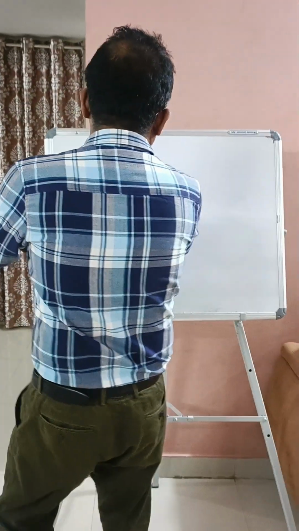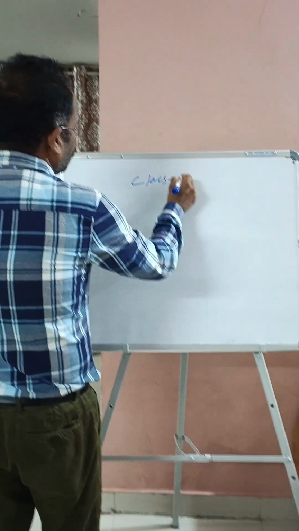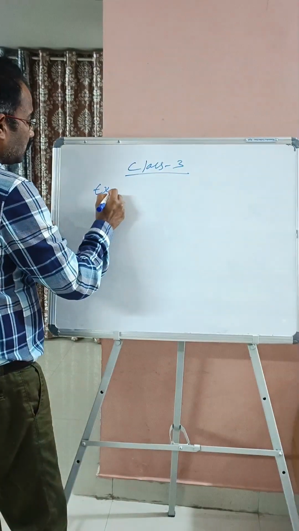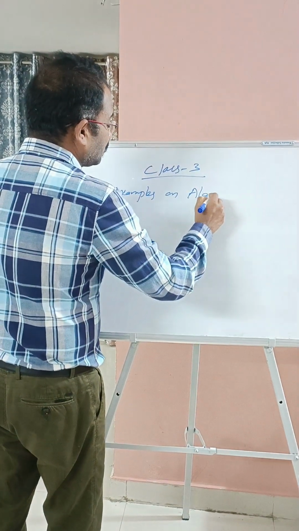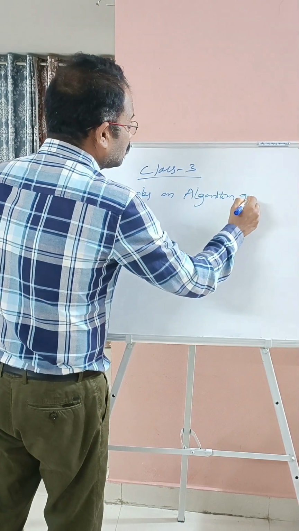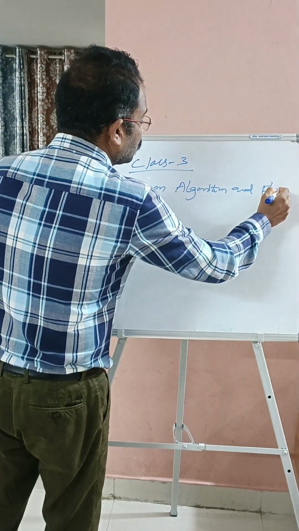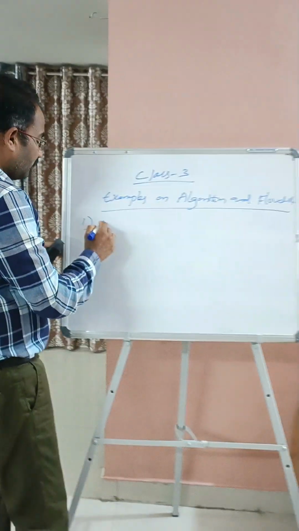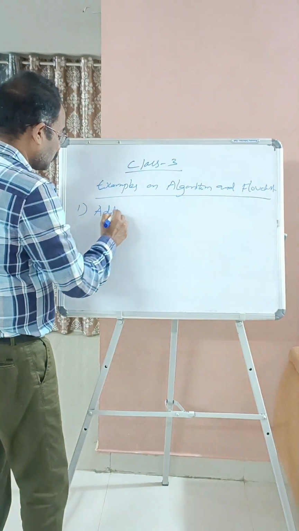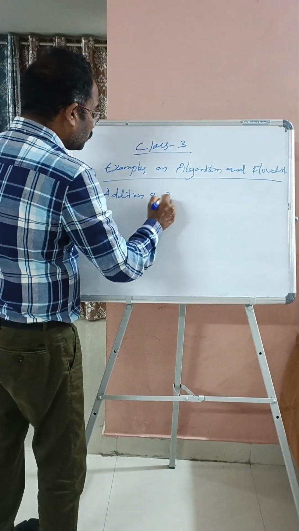So from this class we are going to discuss a number of example problems to practice problem solving techniques, algorithm and flowchart. Right? So what is class 3? Examples on algorithm and flowchart. Right, first example, addition of two numbers.